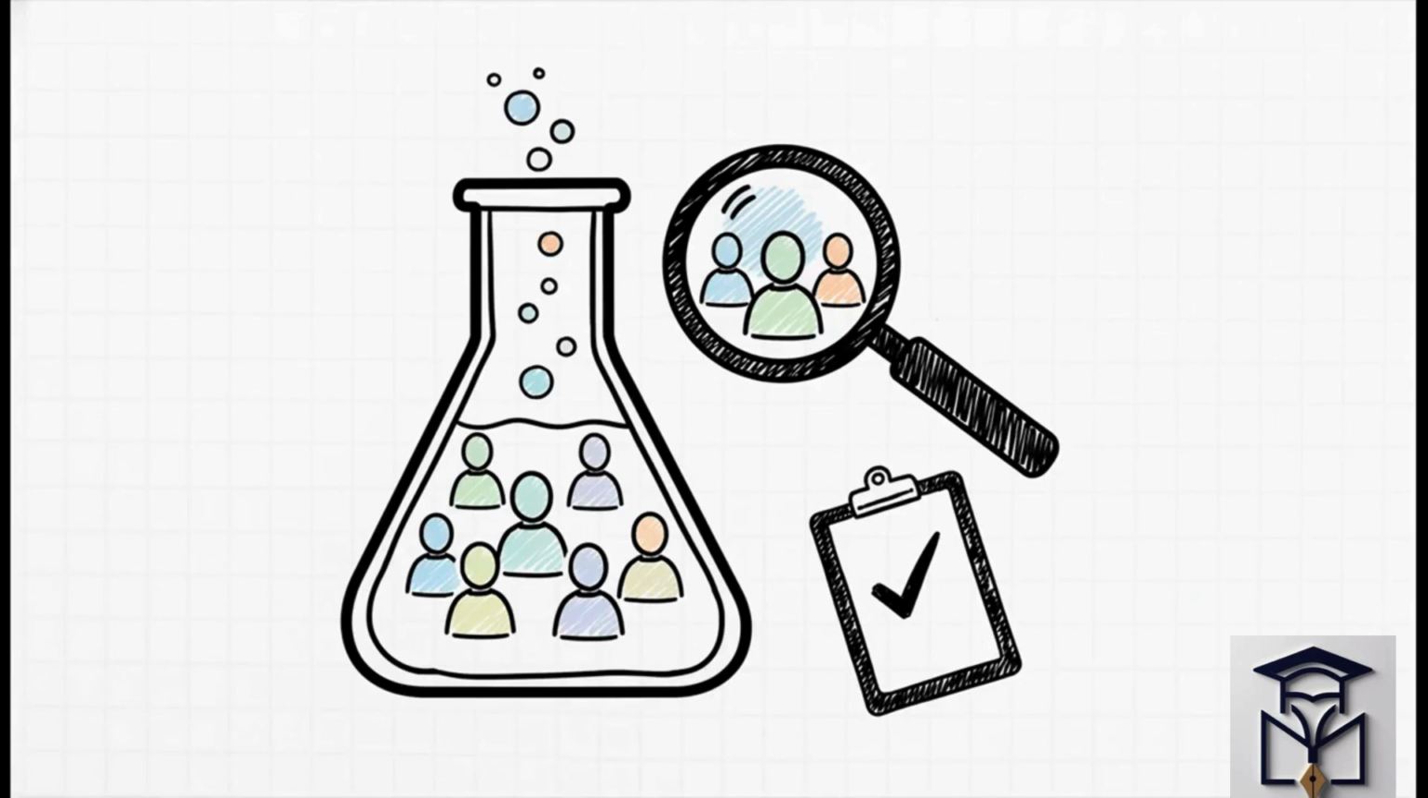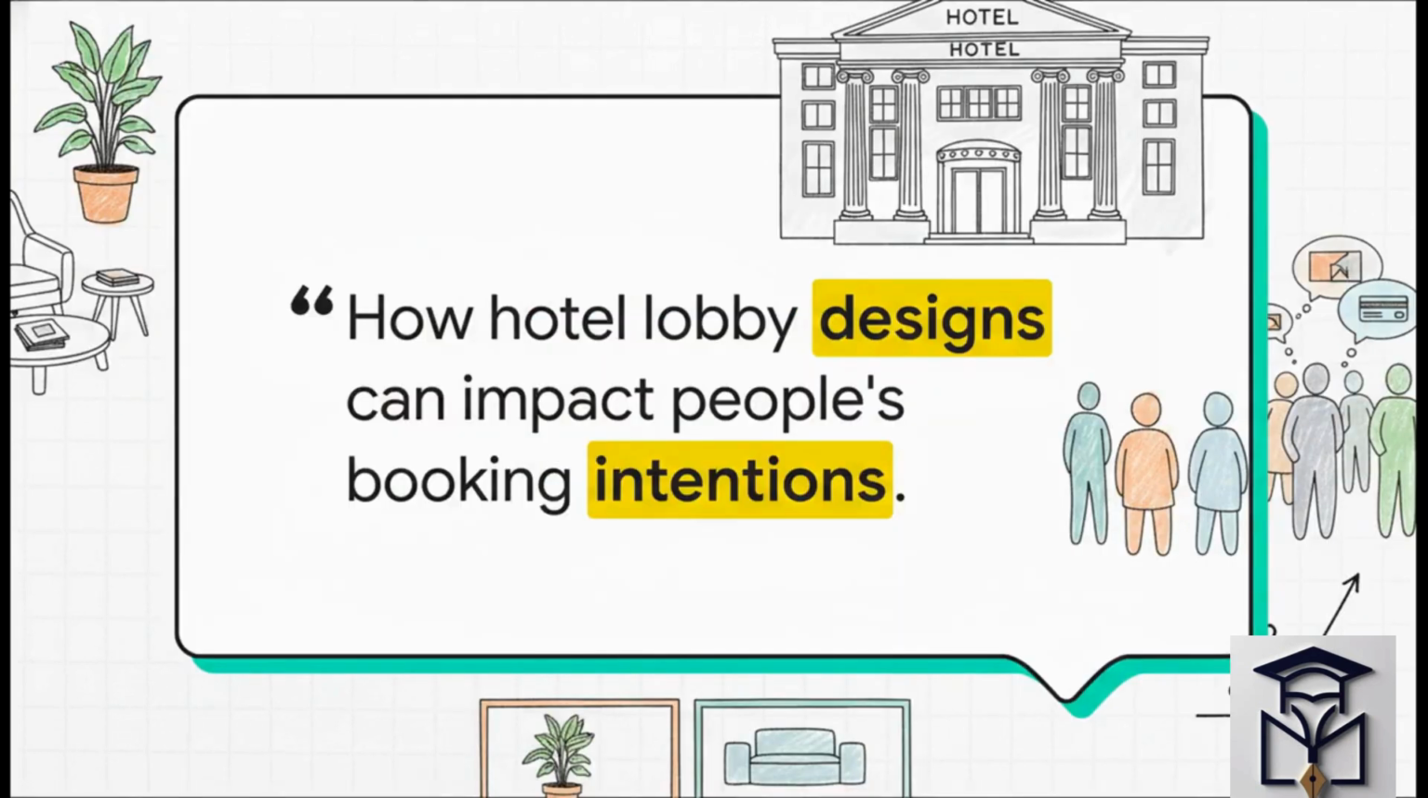That word experiment can sound a little intimidating, like something you'd only do in a science lab with beakers and stuff. So let's look at a real-world example from an actual study to see how this really works. In this study, researchers had a really interesting mystery to solve. Does the way a hotel lobby looks actually make you more likely to book a room?